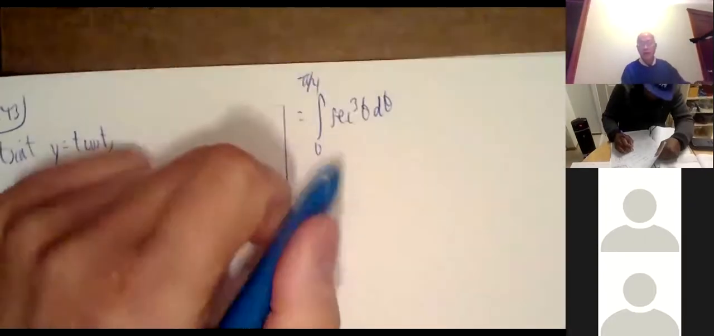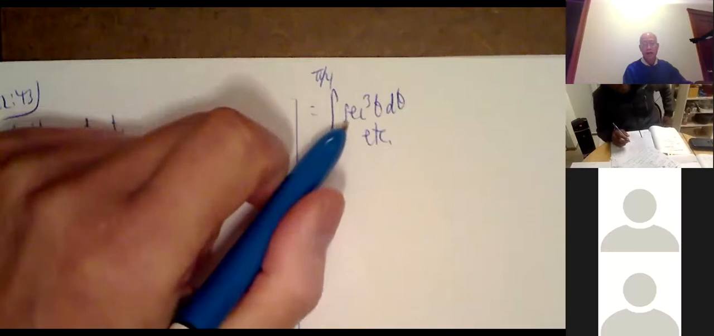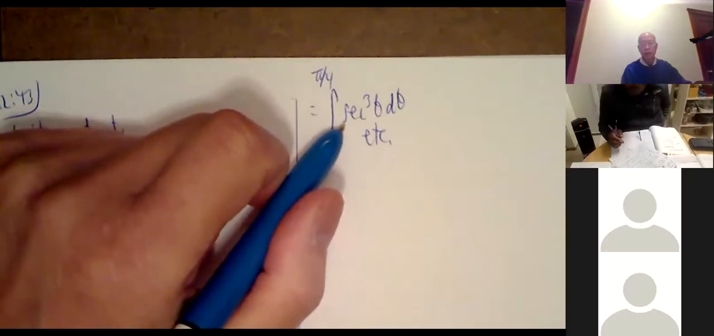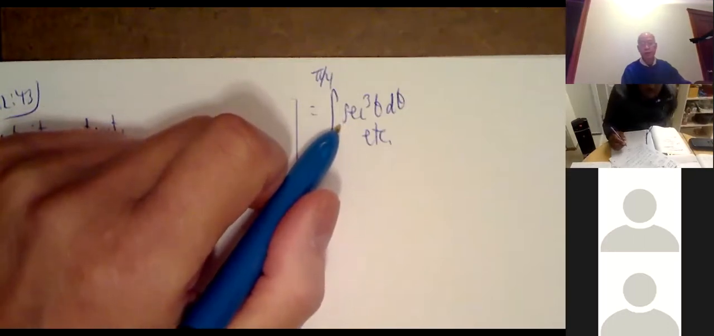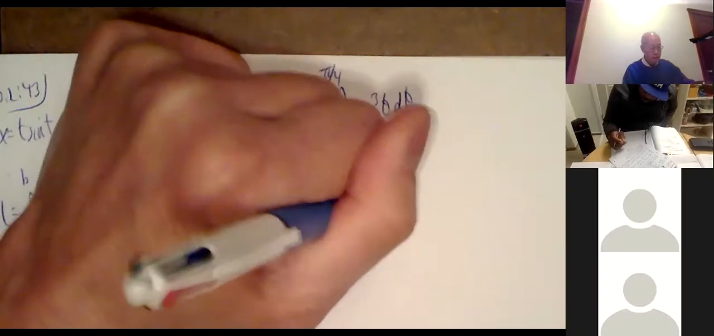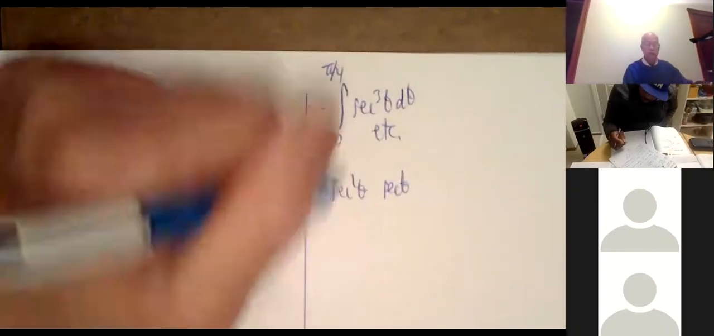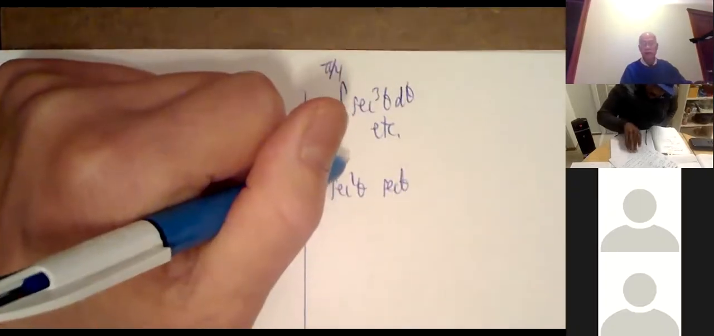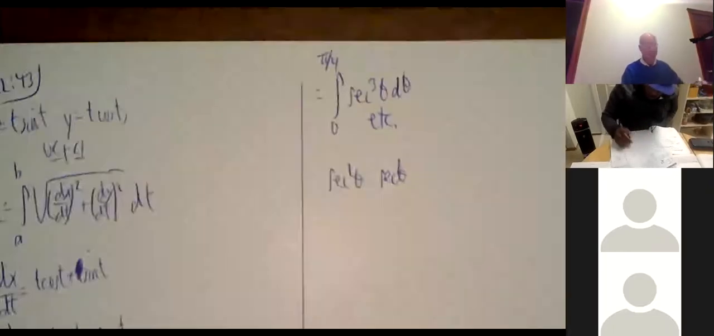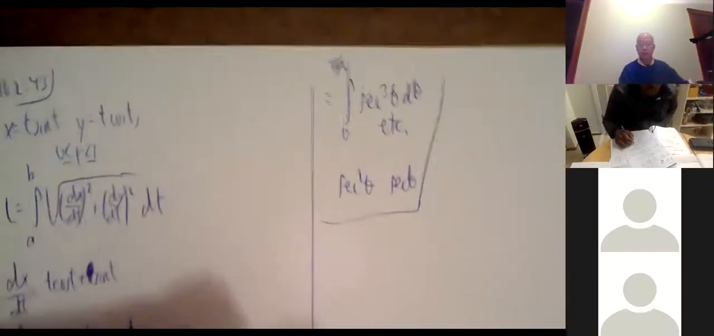This is going to take quite a while for me to finish, so I'm going to have to stop and say etc. You would break it into secant squared and secant, and you have a choice then of either integrating by parts or substituting. Sorry, in order to save time, I'm going to have to abandon the problem, but that would be the setup, and we've tackled that kind of problem before.